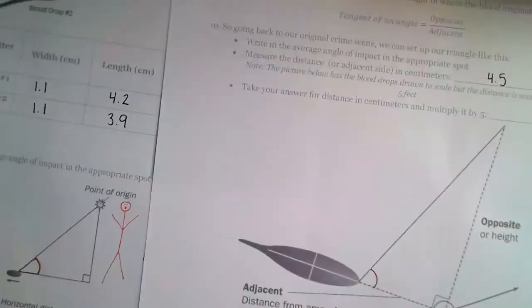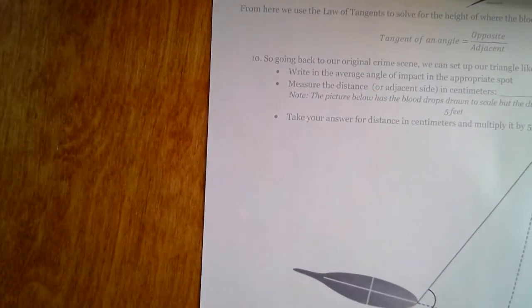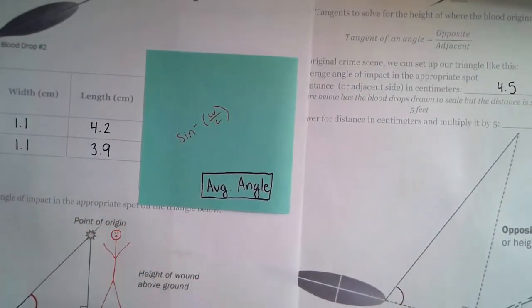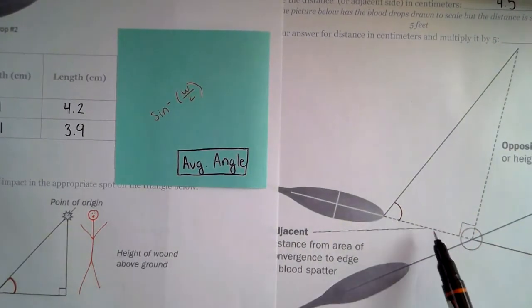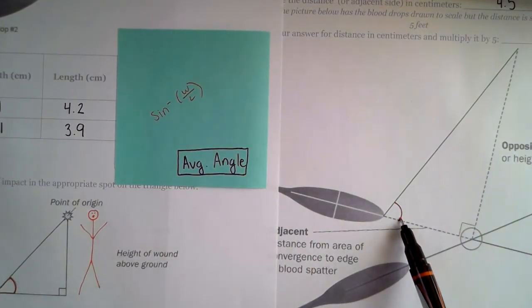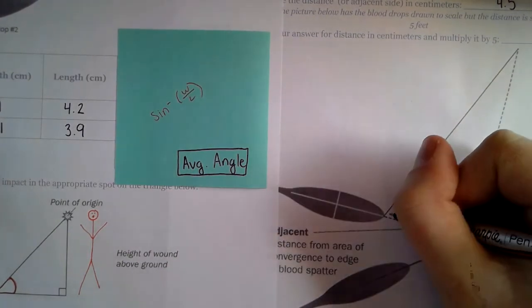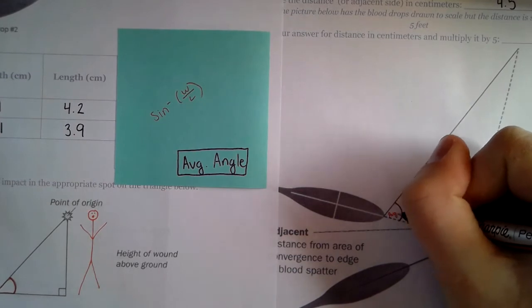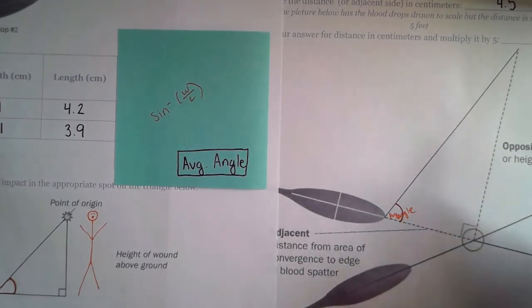Whatever you got for your answer right here, you're going to write right here. Pretty much the same exact thing you did in number 8. This is just us doing it step by step. So this is your average angle. I'll just write outside the box, it's fine.